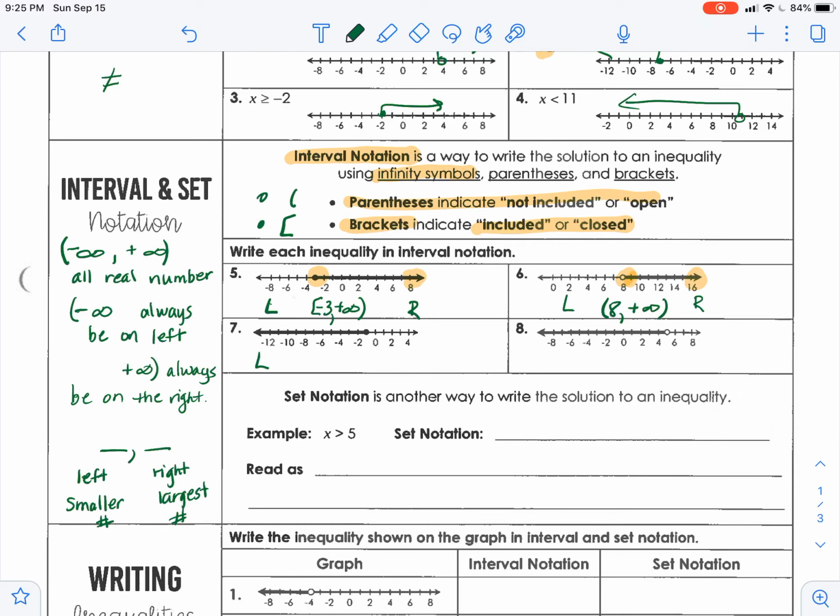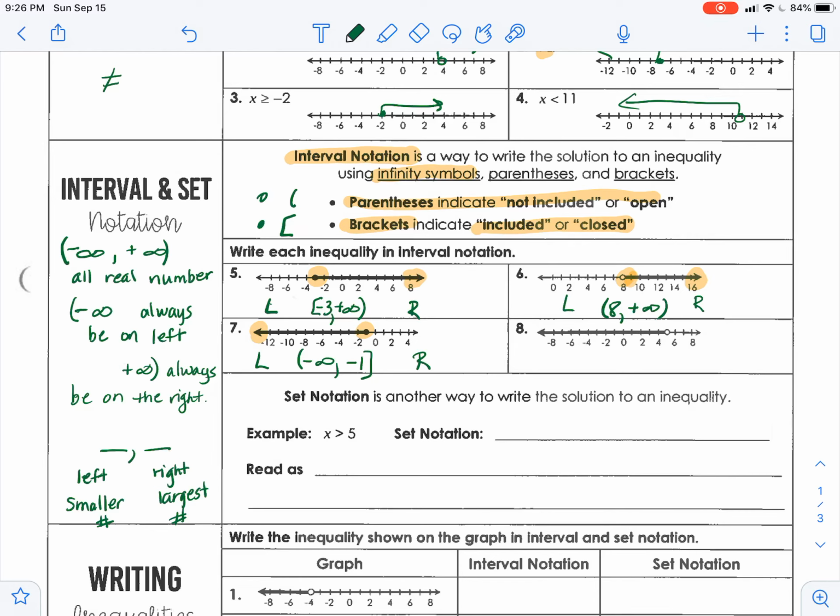Okay, we're going to put left and right. So this time on my left, what I see is an infinity symbol, an arrow going on and on. But it's on the left, so remember on the left, guys, is your negative infinity. On the right, what we see here is a closed dot at -1. So -1 and closed means bracket.